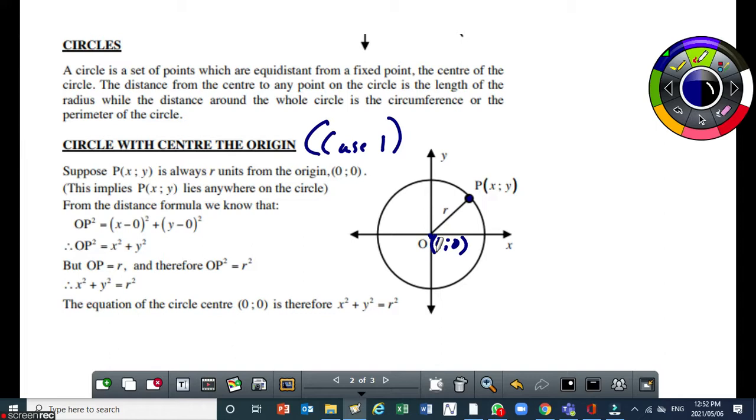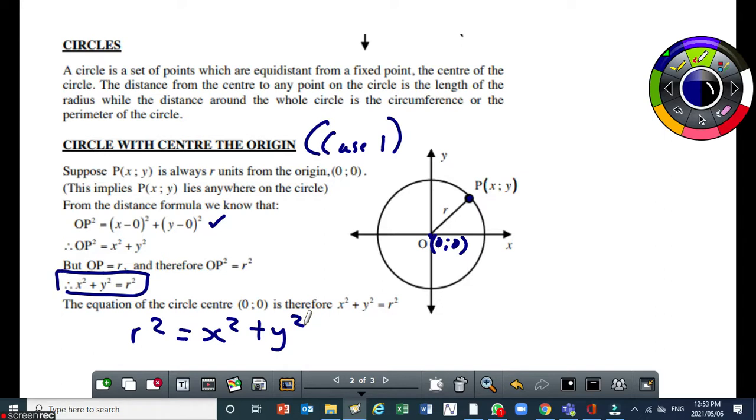So if you use your distance formula to calculate the length of OP, you end up getting OP squared equals (x minus 0) squared plus (y minus 0) squared. Obviously the x minus 0 is squared. Then when you simplify, you get OP squared equals x squared plus y squared. But this OP is equal to r. So your equation will become x squared plus y squared equal to r squared. Now this equation, remember we can also write it as r squared equals x squared plus y squared, is called the equation of a circle with center at the origin.